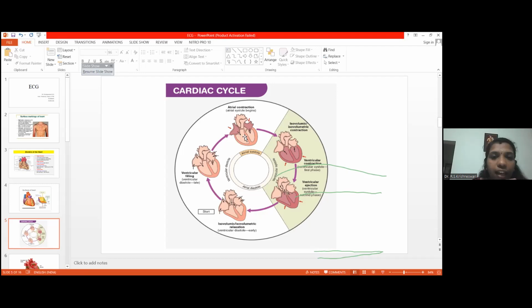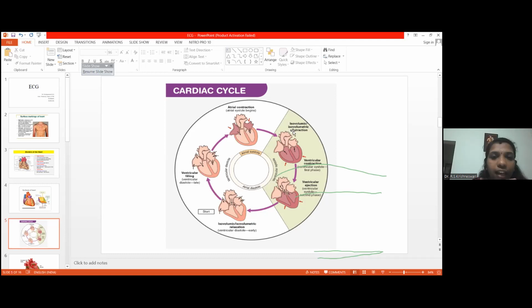So systole means there is contraction of the atrium. As the atria contract, the tricuspid valve and the mitral valve open, and the blood from the atria flows towards the ventricles. So this is the first step with regard to the cardiac cycle.